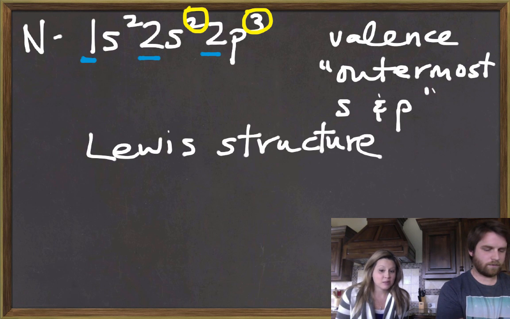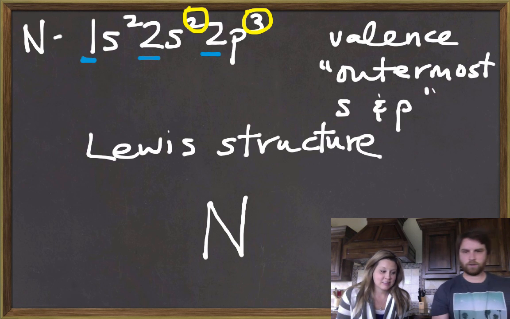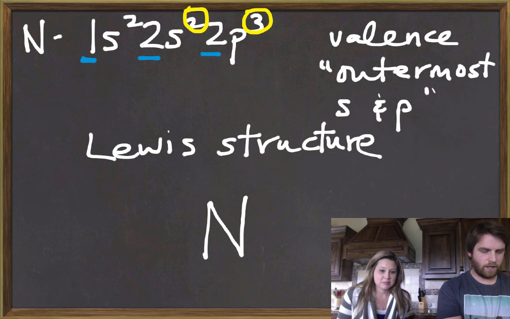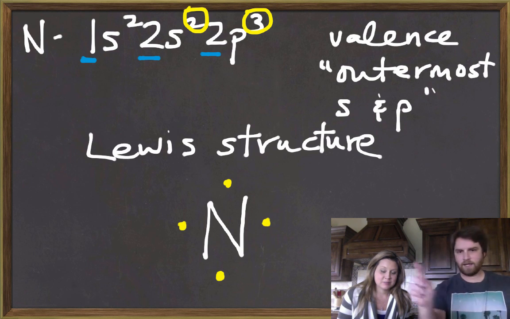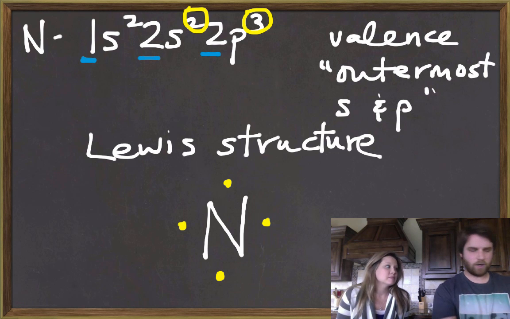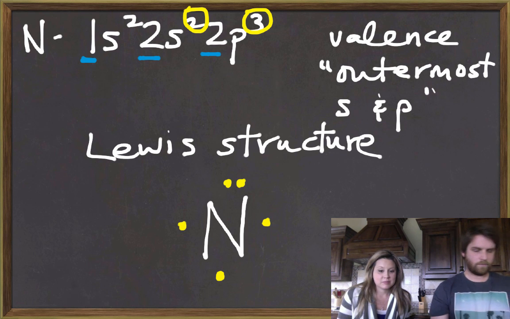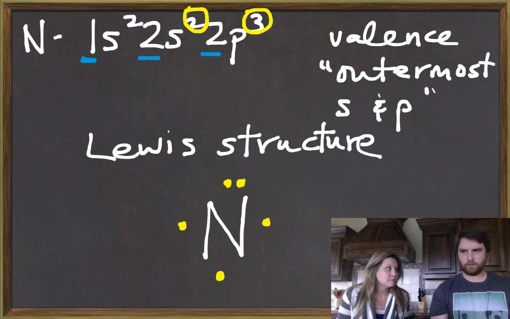So my Lewis structure, labeling everything here. I write the symbol, which is nitrogen, and I draw 1 dot for every single valence electron I have, which is 5. I start at 12 o'clock, and I write 1 dot, and I go around the clock until there's 1 dot at each of the 4 spots, and then I can start writing a second dot. That's it. Done. That's 5 dots around nitrogen.